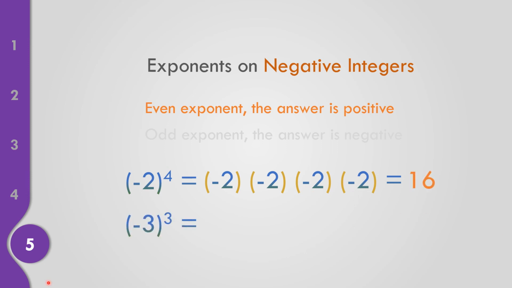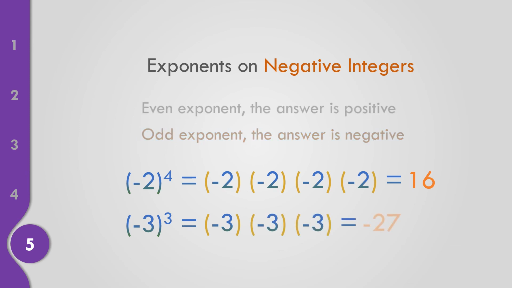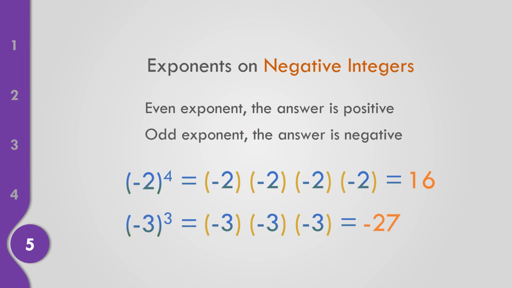Next, second example. Negative 3 raised to the third power is an odd exponent. So it means the sign should be negative. So 3 times 3 is 9. 9 times 3 is 27. And then the sign is negative 27.